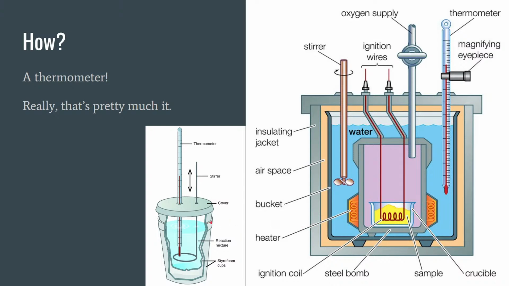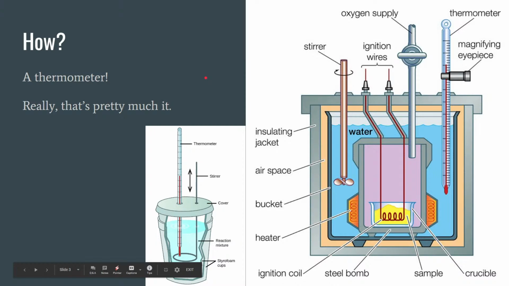Over here on the left, we have a slightly less fancy setup. This is a coffee cup calorimeter. It looks very similar, but this is a constant pressure setup. Once again, you have your water, the thing to stir the water, and a thermometer. The reaction takes place inside the water. You're measuring the temperature change of the water. That tells you how much energy is released or absorbed by the reaction. That's really all there is to it.